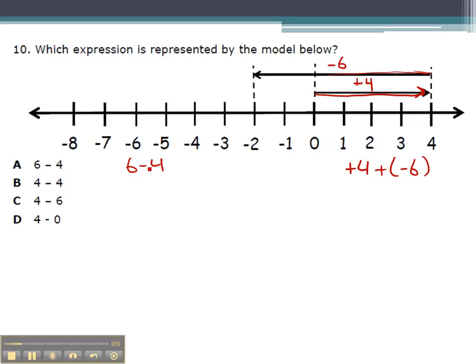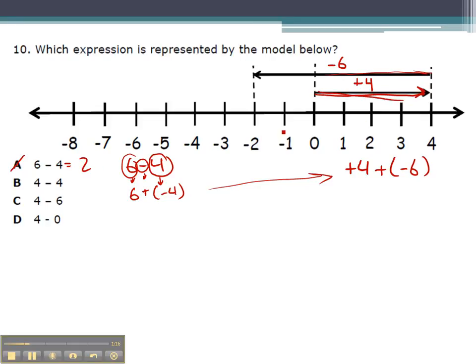to addition. Remember when we change to addition, we change subtraction to addition. We don't change the first integer. We change the sign of the second integer. So this is 6 plus negative 4, which isn't the same as what we had. We had 4 plus negative 6. So this one's wrong. Another way to tell this one's wrong, what is 6 minus 4 equal to? It's equal to 2.